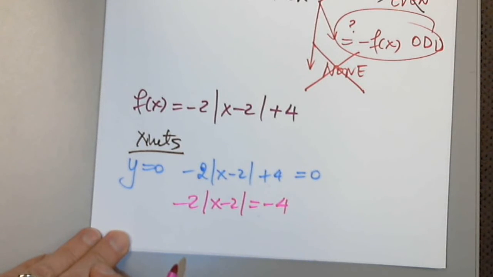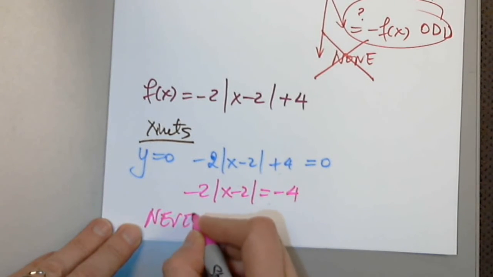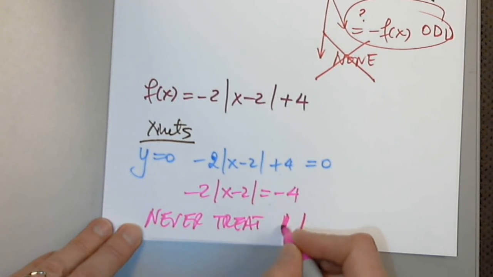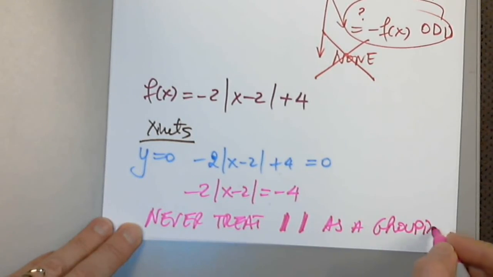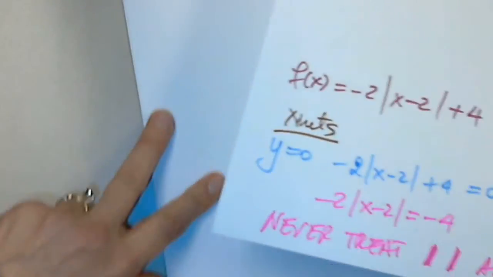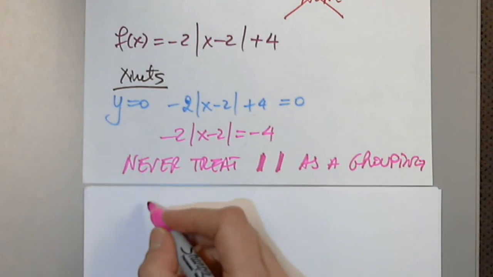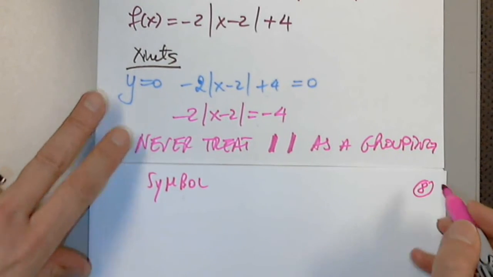Never distribute in absolute value. Absolute value is not a grouping symbol. Never treat absolute value as a grouping symbol. Divide by -2. Correct. Very good. So the absolute value is not a grouping symbol. I know it's tempting, please.